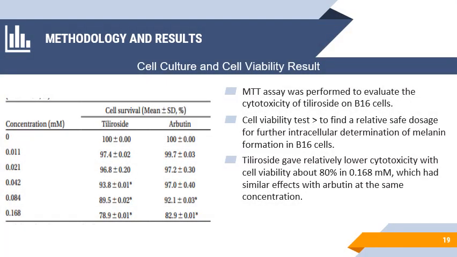From the absorbance, it can be found the cell survival or cell viability. MTT assay was performed to evaluate the cytotoxicity of Tiliroside on B16 cells. Cell viability test is to find a relatively safe dosage for further intracellular determination of melanin formation in B16 cells. Tiliroside gave relatively lower cytotoxicity with cell viability about 80% at 0.168 millimolar, which had similar effects with arbutin at the same concentration.